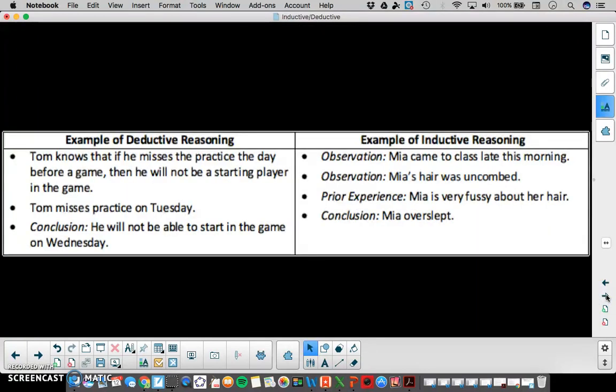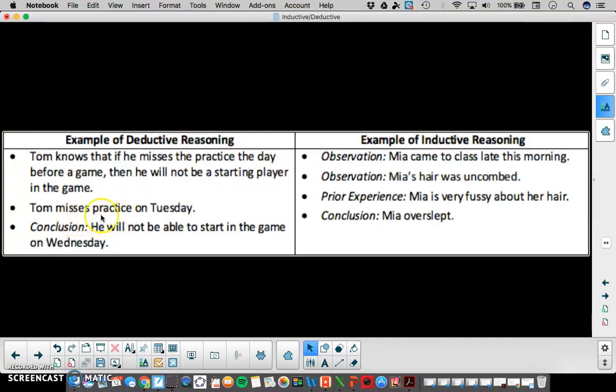So we have examples of inductive and deductive reasoning. This example of deductive reasoning, Tom knows that if he misses practice the day before the game, then he will not be a starting player. Tom misses practice on Tuesday, therefore he won't start on the game on Wednesday. So this is a very generalized statement. If he misses any practice, he knows he won't be a starting player in the next game.